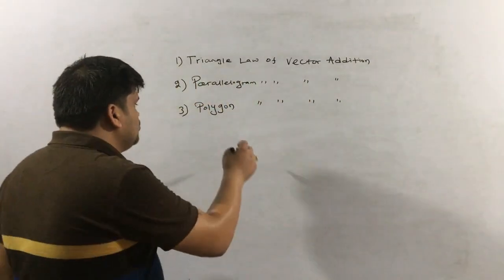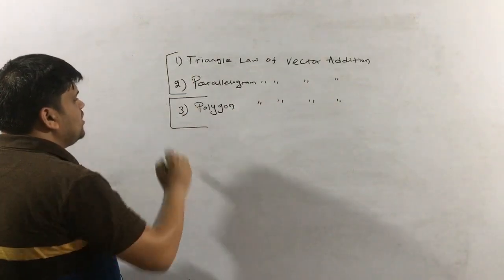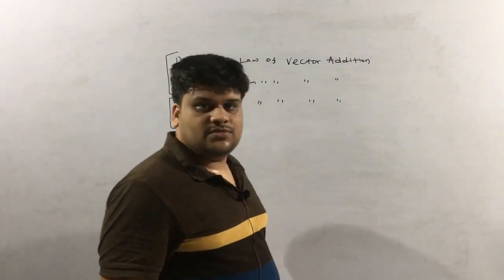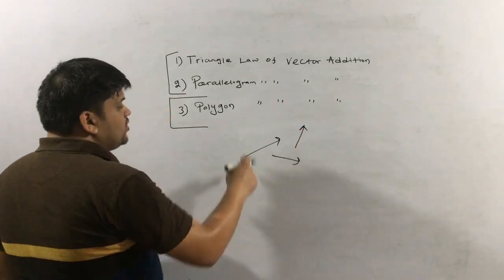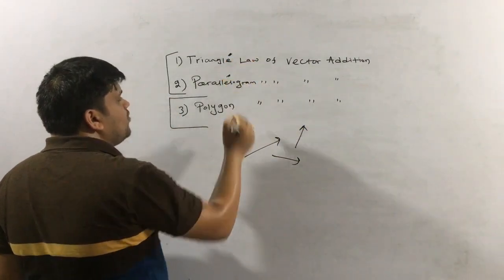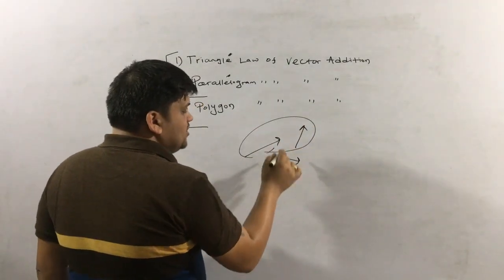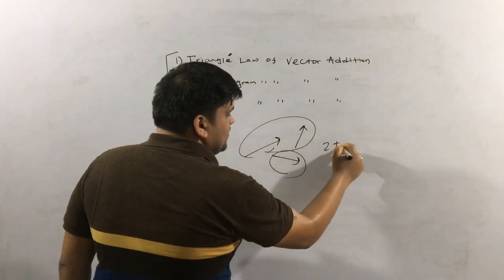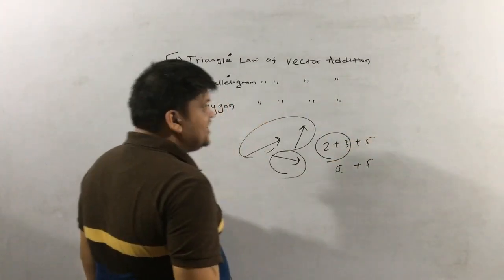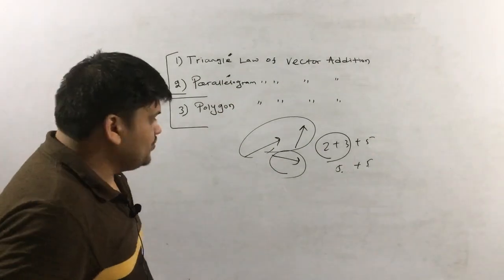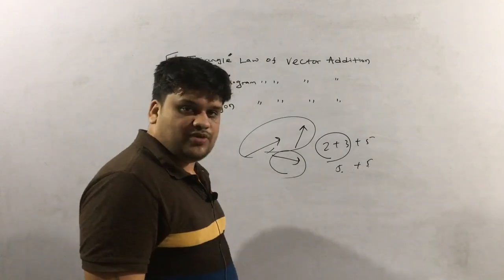The polygon law can be used to add more than 2 vectors, but the other 2 laws can only add 2 vectors at a time. If you want to add more than 2 vectors, 1 vector, 1 vector, 1 vector like this, then you cannot add these 3 vectors using triangle law or parallelogram law directly. You have to add 2 vectors, then add that result with the third. Like if it is given 2 plus 3 plus 5, how do you do it? 2 plus 3, then the result with the third number. Like that we have to do in triangle law and parallelogram law. But polygon law can add all these 3 vectors directly. So that is why the polygon law.